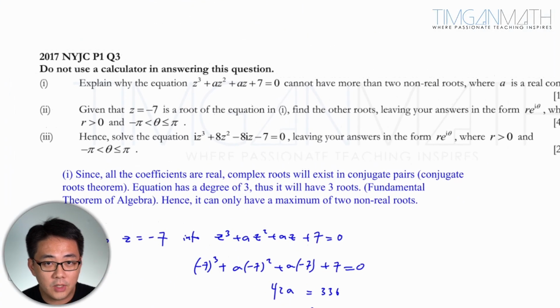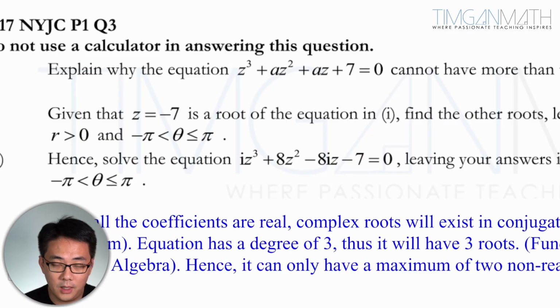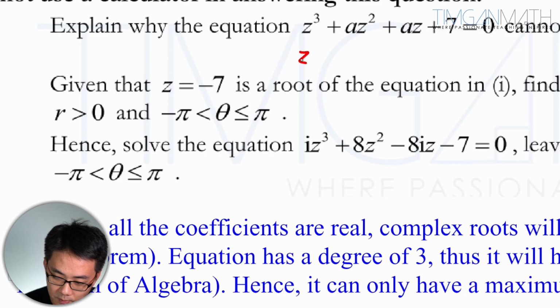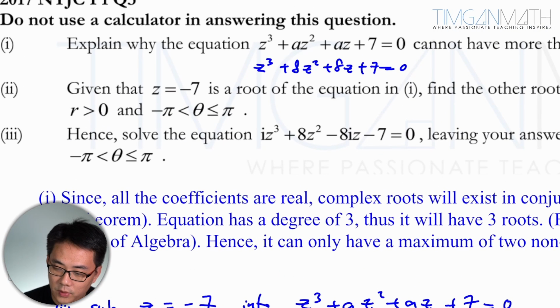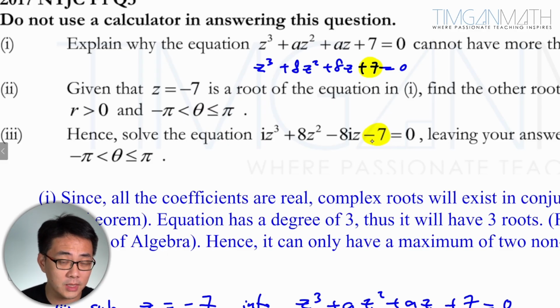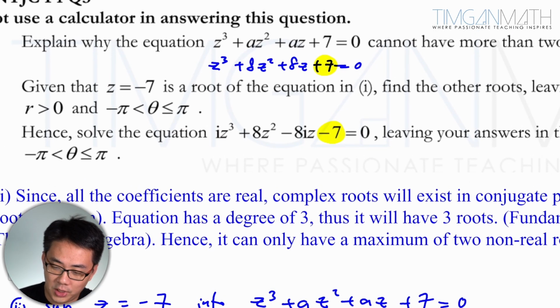Now substitution is essentially trying to change it to the same equation. So a is 8, so z cube. This over here is z cube plus 8z squared plus 8z plus 7 equals 0. This equation here, I'm not sure what substitute I'm going to use. But always change the coefficient to the same coefficient. What I mean by this is this negative 7, change it to positive 7. Then you will see what the substitute is.